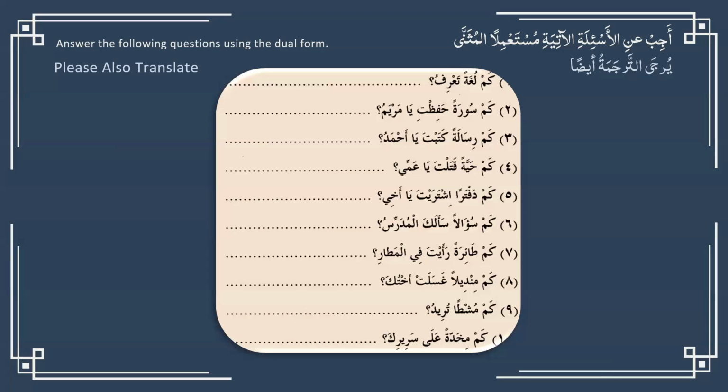Risala? Letters. Okay. Kam hayyatan qatalta ya amma. Qatalta means murder. How many hayya dies? What does that mean? Okay. How many snakes? Hayya, snakes. Very good. How many snakes did you murder or kill, uncle, paternal uncle?